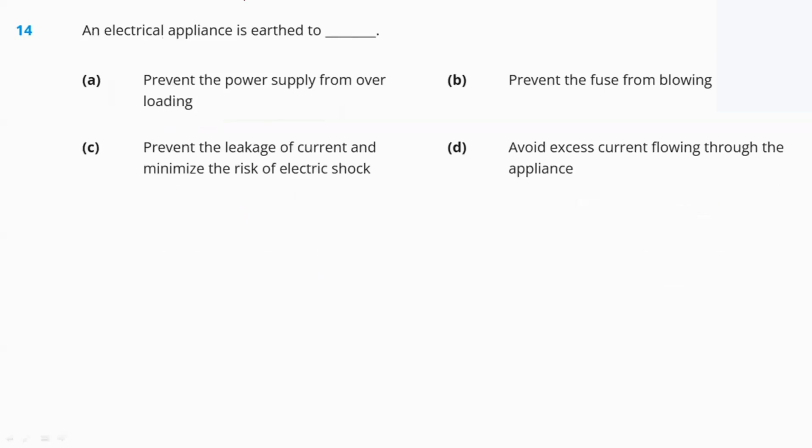Next, an electrical appliance is earthed to prevent the power supply from overloading. No, this is incorrect. To prevent the fuse from blowing, this is also incorrect. Preventing the leak of current and minimizing the risk of electric shock, this is a correct option. So that we do not have an electric shock and the leakage in the current goes into the earth. That's why we do earthing. So option number C is our right answer.